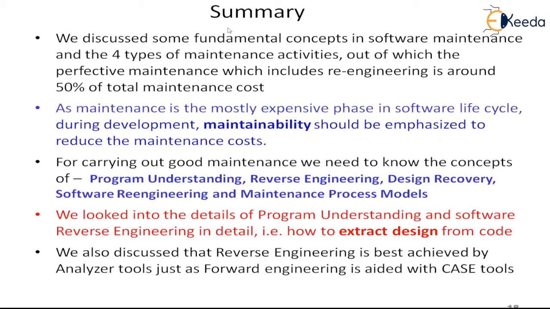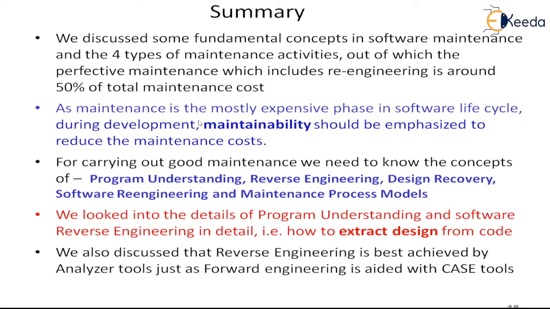If you summarize what we have seen today, we discussed some fundamental concepts in software maintenance initially, and then we said that there are four major types of maintenance activities, out of which perfective maintenance, which includes the re-engineering, is around 50% of the total maintenance cost. So this re-engineering, we will see what is re-engineering. Actually, reverse engineering is one part of the re-engineering.